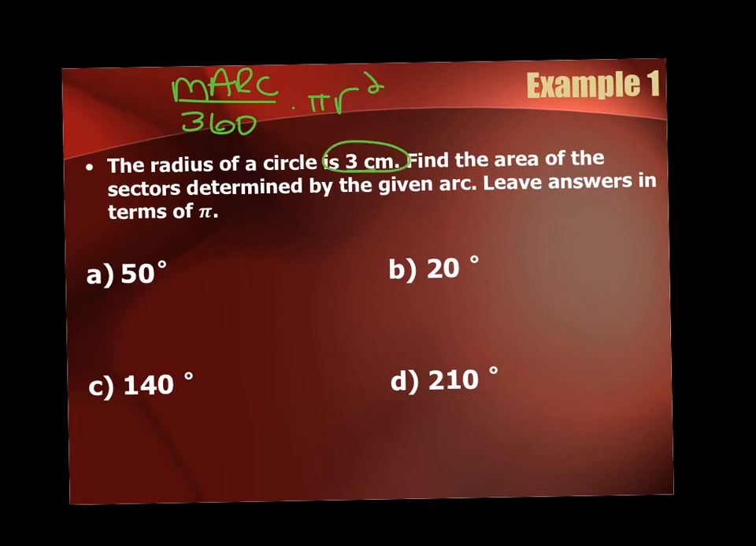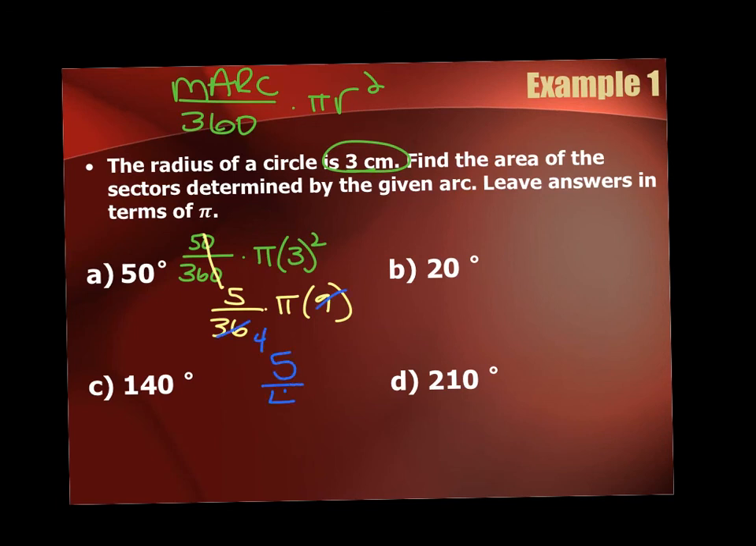So 50 over 360 times pi times 3 squared. And then just start reducing it as much as you can. I can cross through the zeros. 5 over 36 times pi times 9. 9 goes into 36 4 times, and I get 5/4 pi. And this time the units would be squared because it's area, centimeters squared.